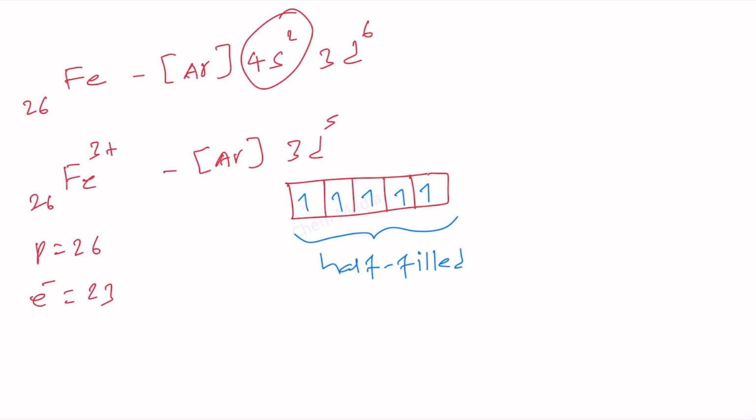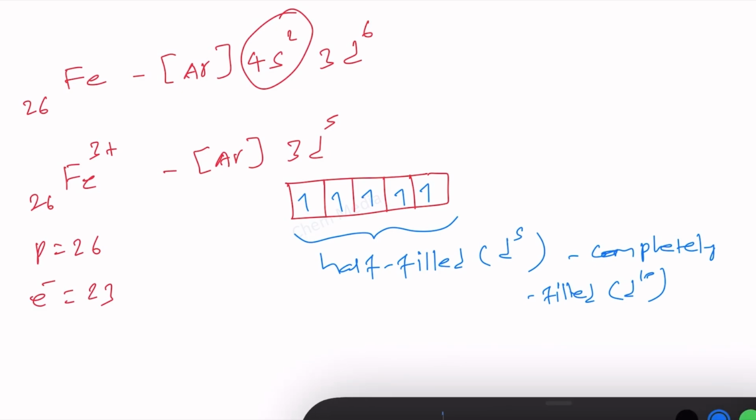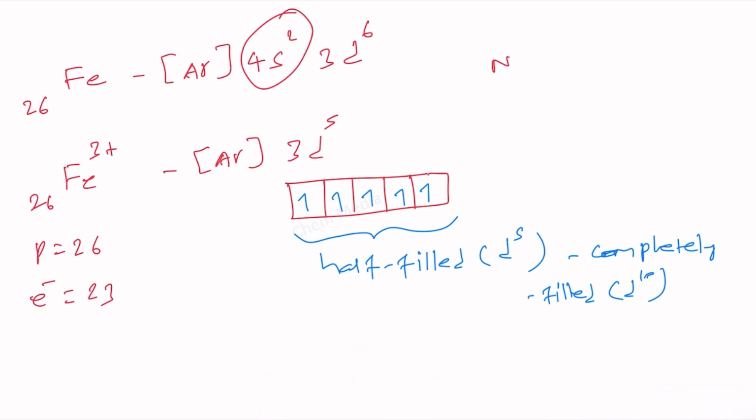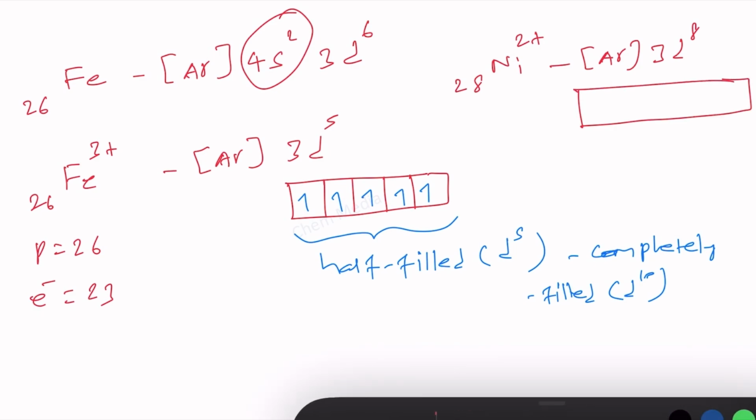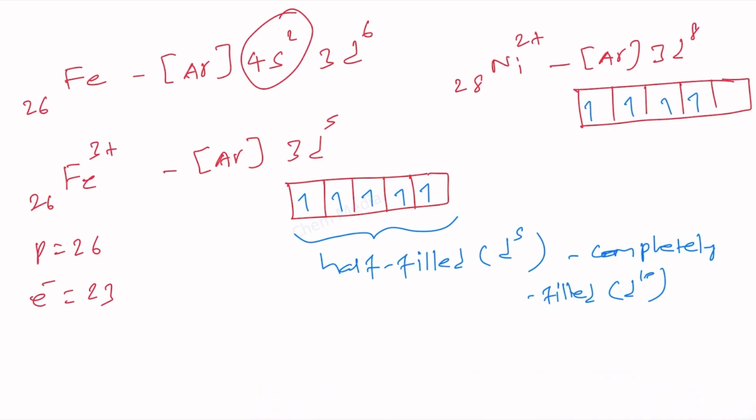It is symmetric and the exchange energy is more. So in general, half filled or completely filled, that means d10, half filled or completely filled d orbitals are more stable compared to partially filled d orbitals. What we have for Ni2+ is 3d8, isn't it, which is partially filled. So we have 8 electrons there: 1, 2, 3, 4, 5, 6, 7, 8.